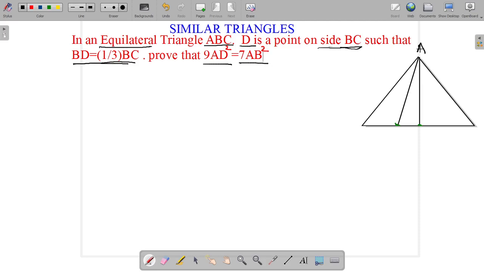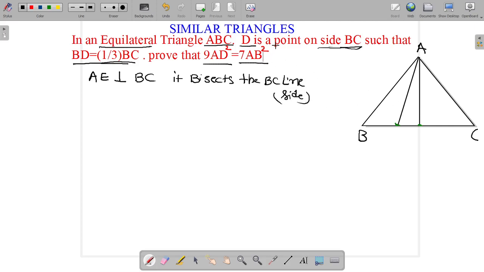First, assume triangle ABC. After that, draw a perpendicular line AE perpendicular to BC. It bisects the BC side.